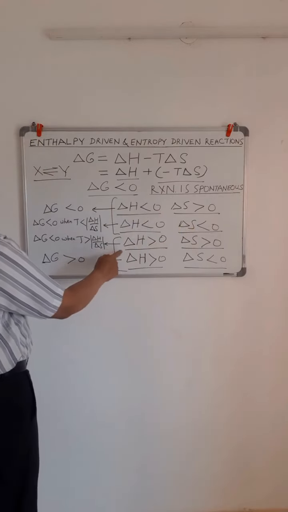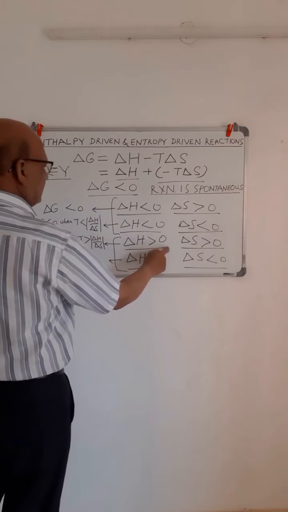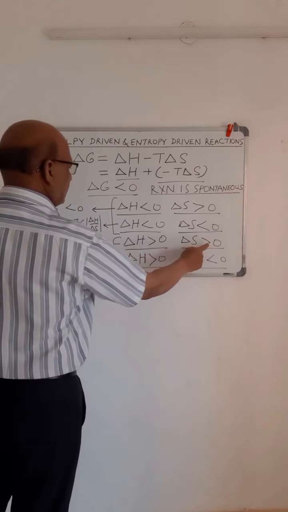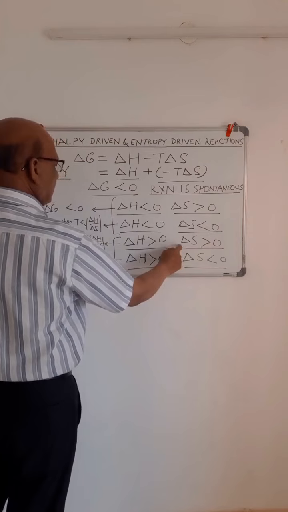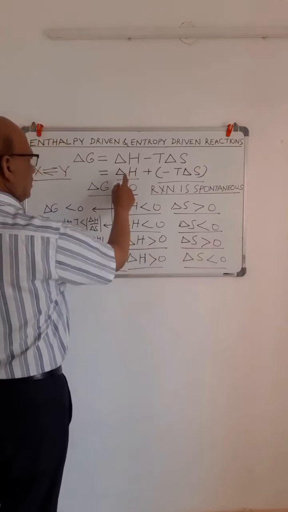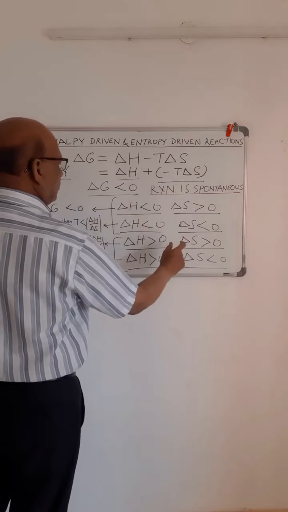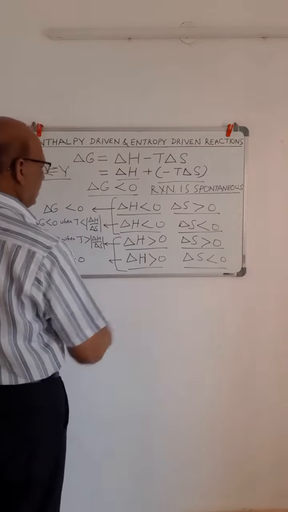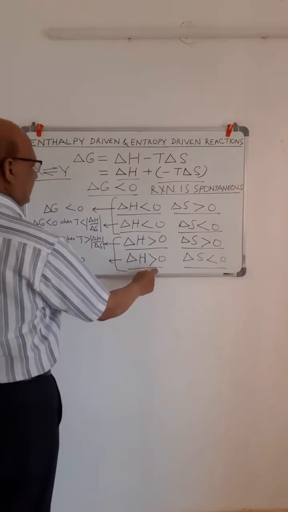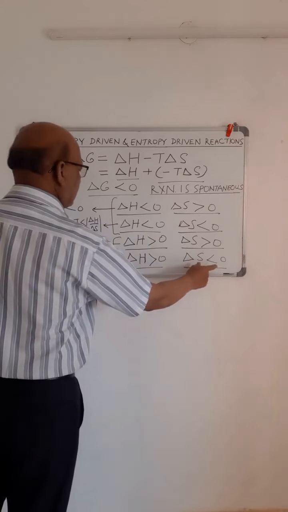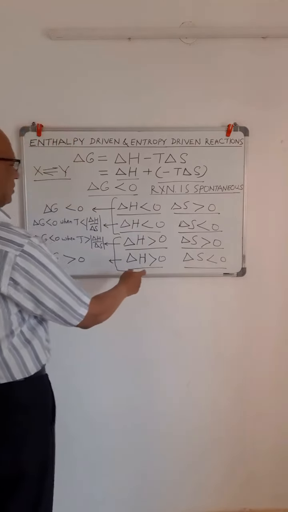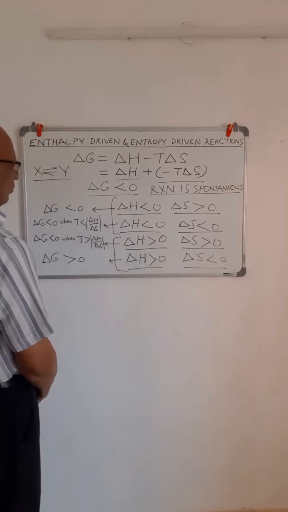Then we take the third case, that is delta H greater than 0 and delta S greater than 0. This is entropy driven reaction because first term will be positive and second term will be negative. So delta G is negative due to delta S being positive. And the last case where delta H is greater than 0 and delta S is less than 0, it is non-spontaneous because both the terms are positive.